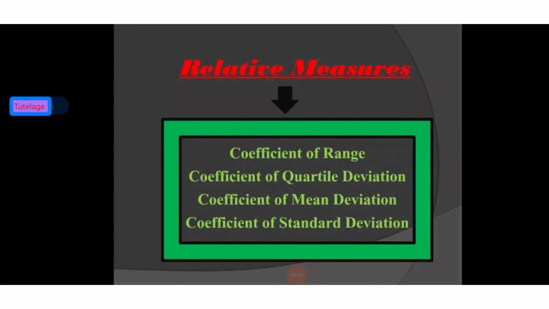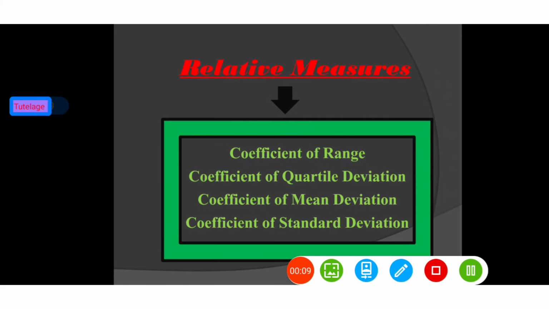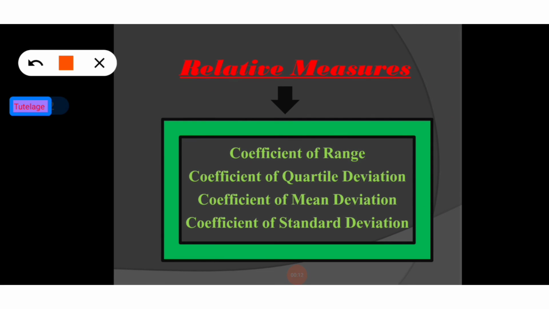So here we can see there are 4 relative measures of dispersion. The first one is the coefficient of range, the second is the coefficient of quartile deviation, the third is the coefficient of mean deviation, and the fourth is the coefficient of standard deviation. Okay, so let's move on to the next slide, where we can discuss the formulas of the coefficient of range, coefficient of quartile deviation, and so on. So now move on to the next slide.